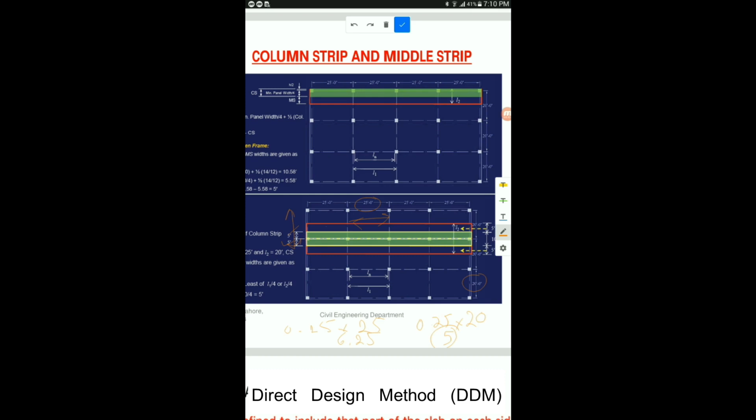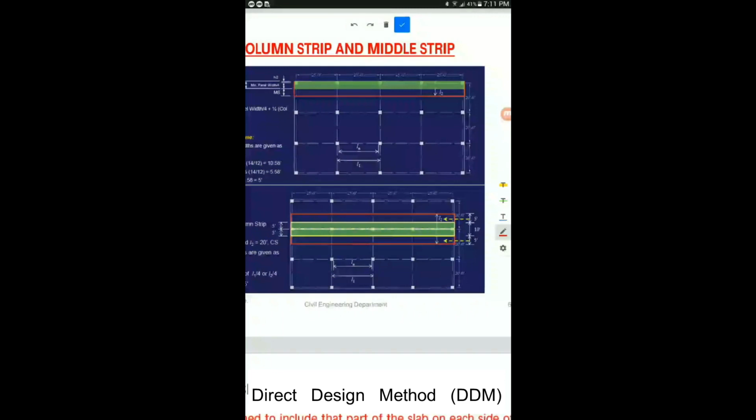So as we now know the dimension of this column strip, we can easily find the dimensions for the middle strips, because the total rigid frame width, from here to here, is equal to 20 feet. Total width of frame is 20 feet, and out of 20 feet I am going to subtract 10 feet. So the answer is 10 divided by 2, so you will have 5 feet of middle strip on each side. See, 5 feet middle strip on each side.